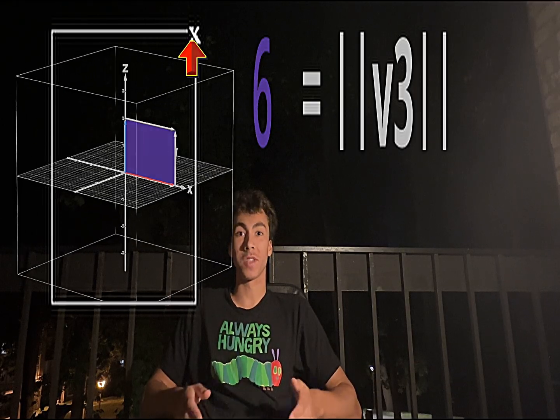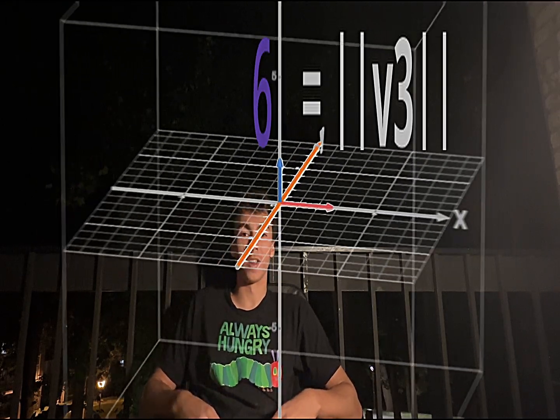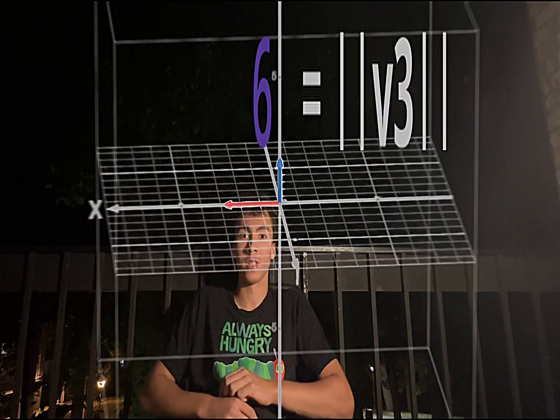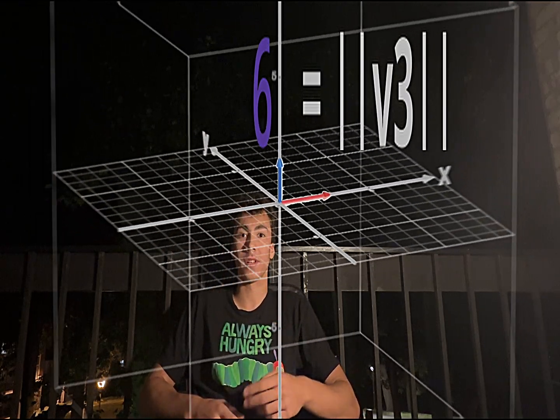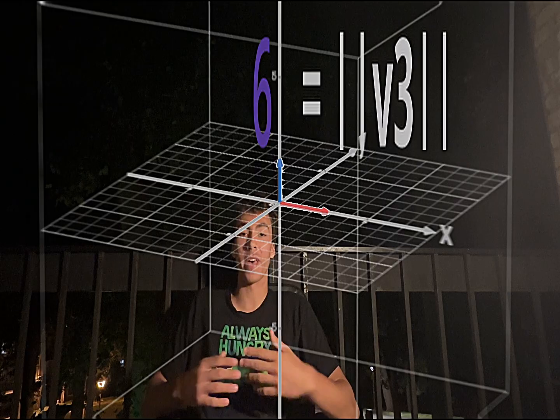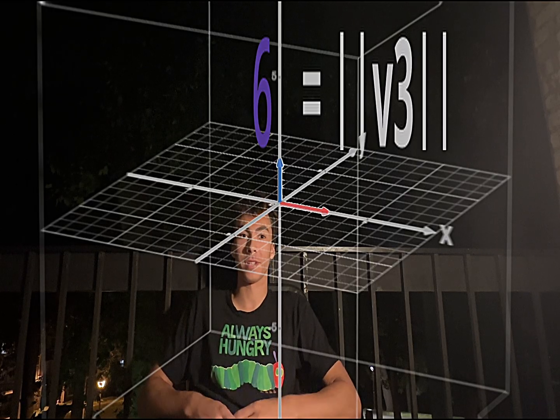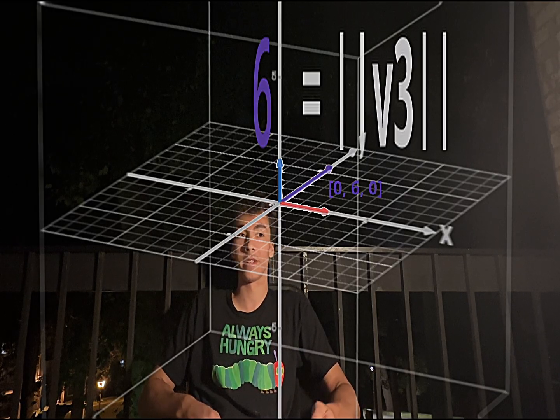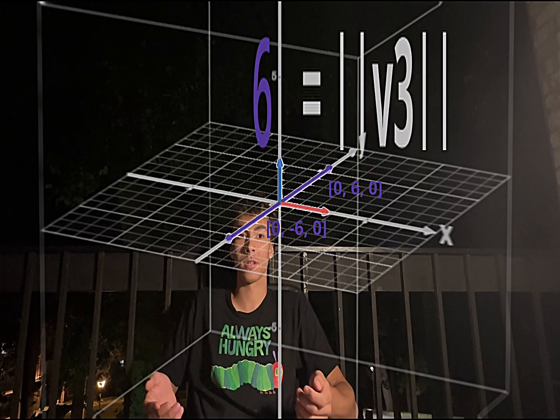This eliminates most options from the infinite line of possible orthogonal vectors, but still there's two vectors that have a magnitude of 6 and are orthogonal to the first two vectors. There's 0, 6, 0 and 0, negative 6, 0. So how do we know which one's the right answer?